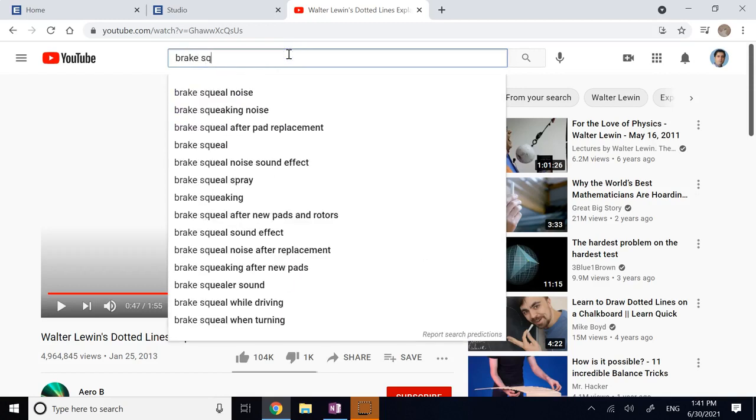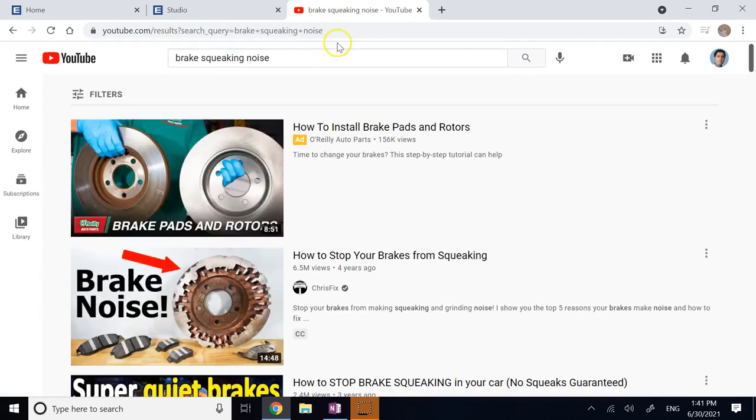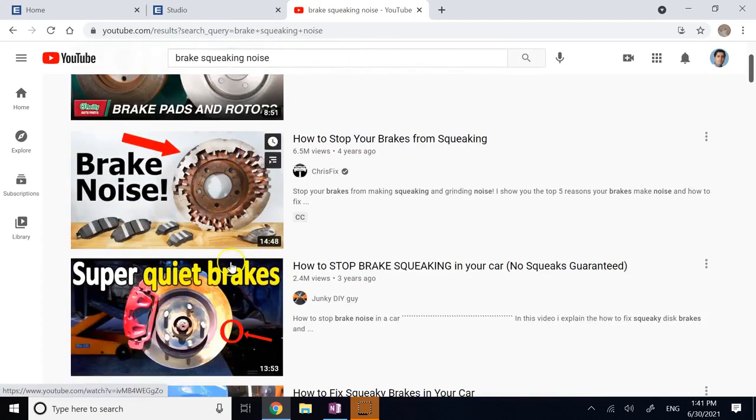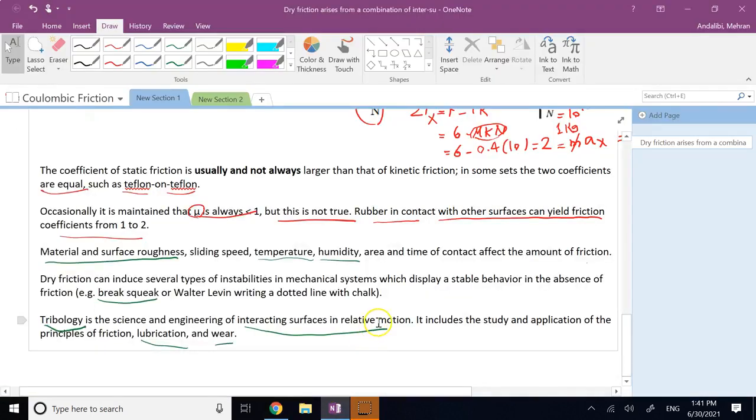So that is one thing, and then as I said, brake squeak noise is another thing that you can check for yourself, and see that due to the instability of the friction between the pad and the wheel, you will hear those squeaking noises. So I don't want to get into too much detail of each one of these, but just wanted to give you an overall idea of some of the negative effects of friction.